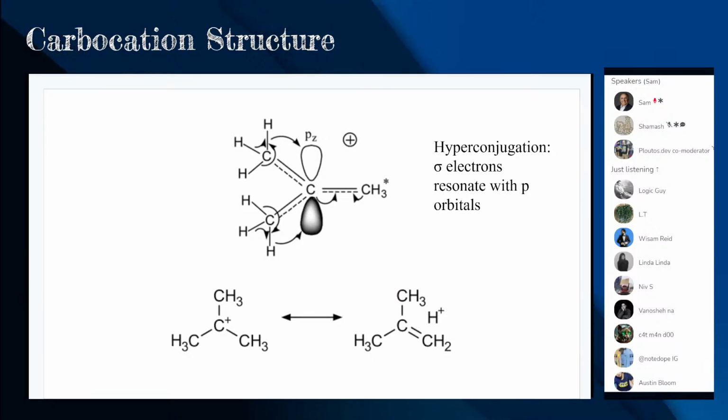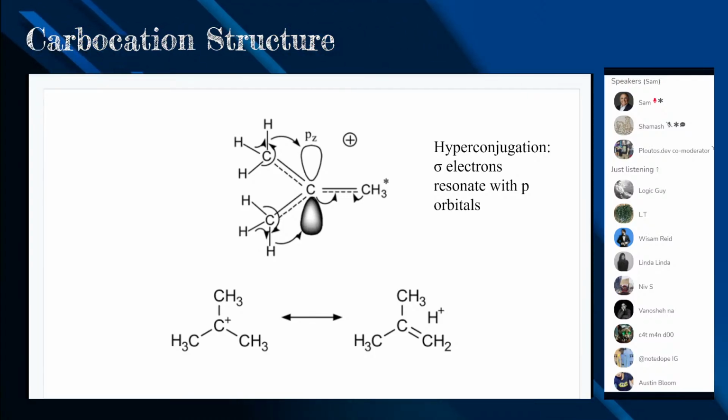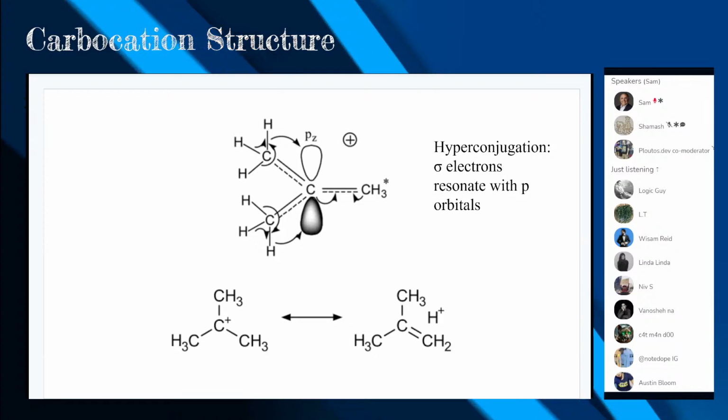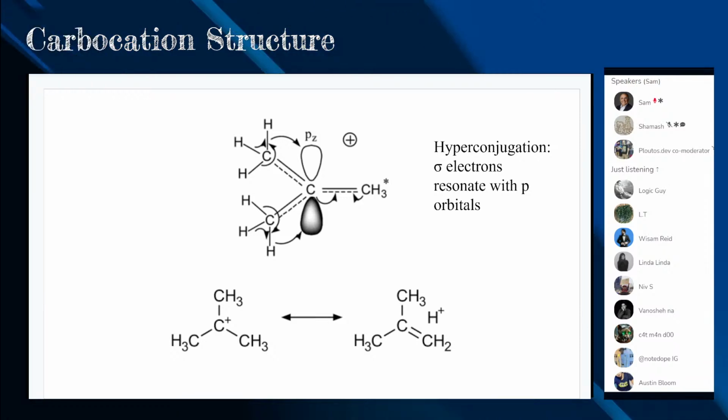What does this mean? It means that in the actual molecule, the carbon-carbon bonds are shorter than single bonds. So they're somewhere in between a single bond and a double bond. And it also means that the central carbon isn't carrying all of the positive charge. The positive charge is dispersed over 9 hydrogens and the central carbon, so over 10 atoms.